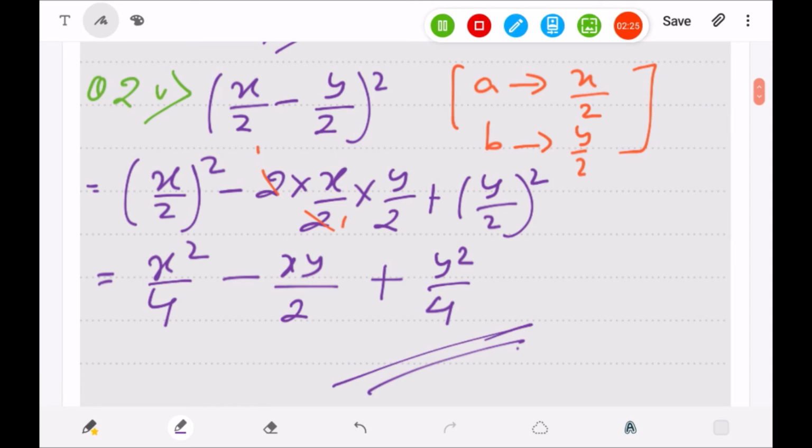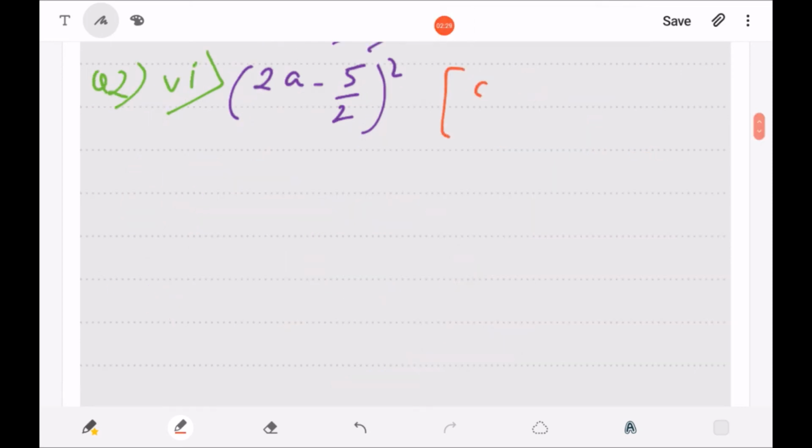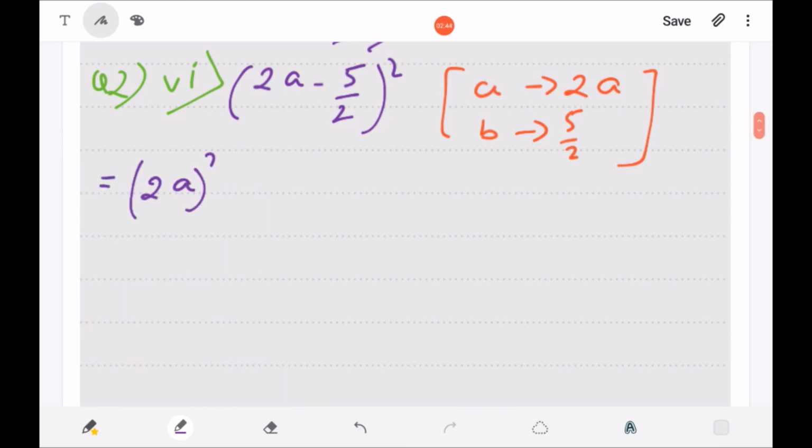Now let's take question number 6, (2a minus 5 by 2) the whole square. So first term square, (2a) the whole square, minus 2 into the first term, which is 2a, into the second term, which is 5 by 2. Take care not to take minus 5 by 2. That negative sign is already there in the form of minus 2ab plus b square. So (5 by 2) the whole square.